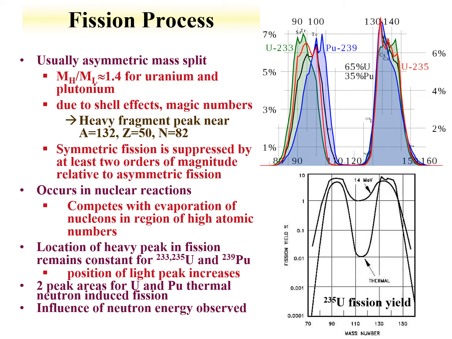So as we've seen, the location of the heavy peak pretty much remains constant for the uranium isotopes and the plutonium-239. We see the lighter peak increasing. We can also see an influence of neutron energy, as seen here. This is for the uranium-235 fission yield, with the difference between thermal neutrons and 14 MeV neutrons. The obvious change is that as we increase the energy, in this middle section the yield goes up. What we're seeing is that we're washing out some of the shell effects with higher energy.